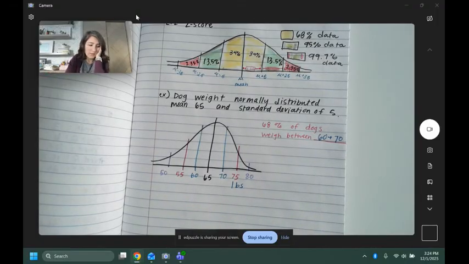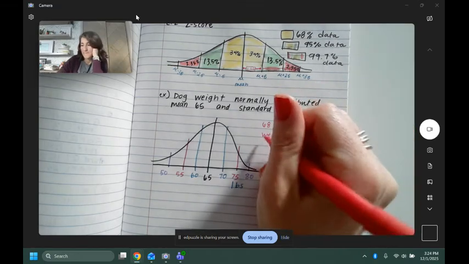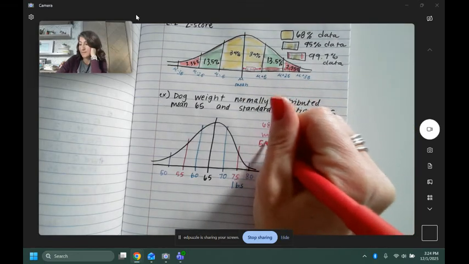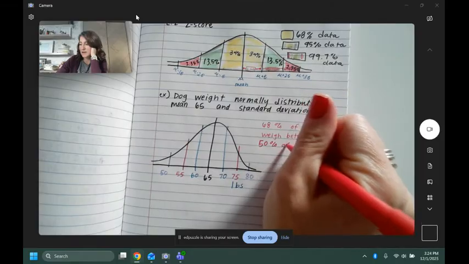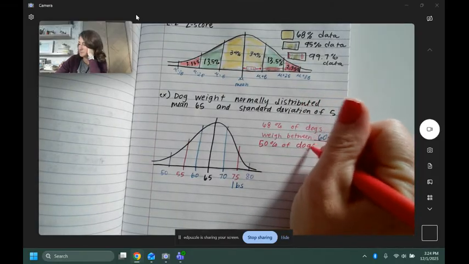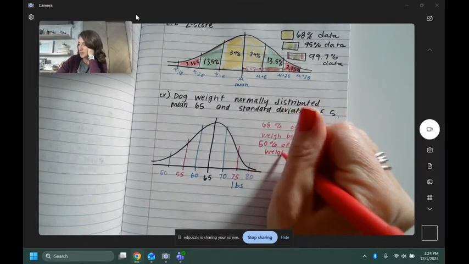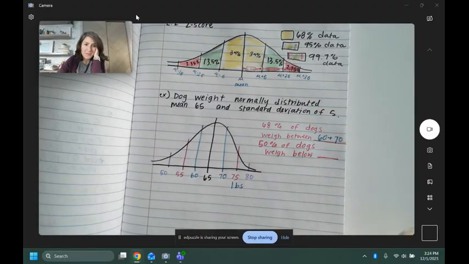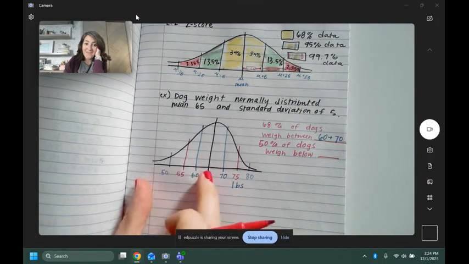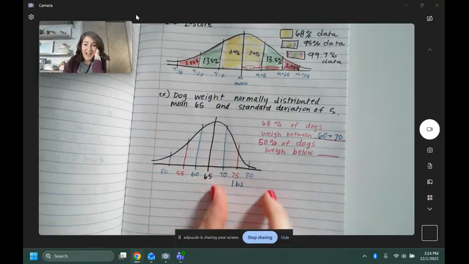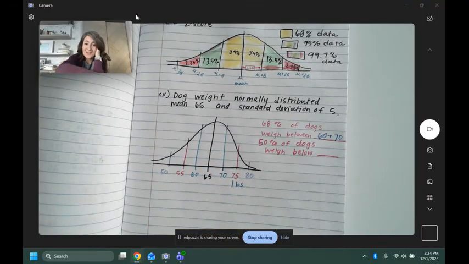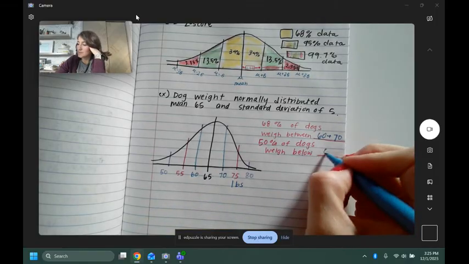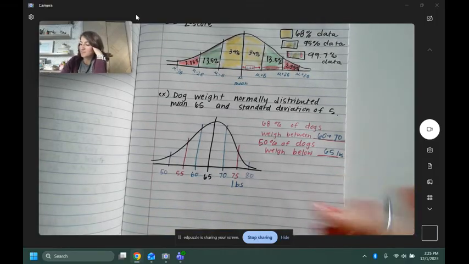I could also ask, how about 50% of dogs weigh below what? 50%, half. Half of the data on the left, half of the data on the right. So half of the dogs weigh below 65 pounds.